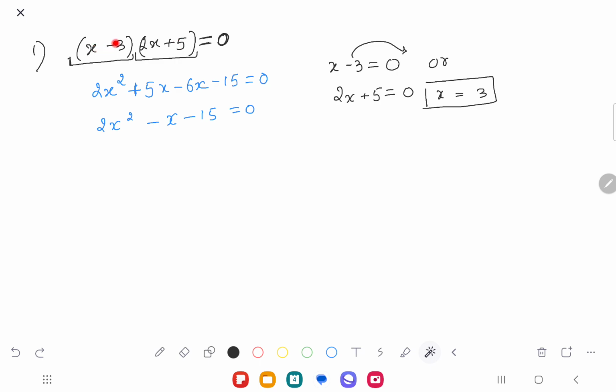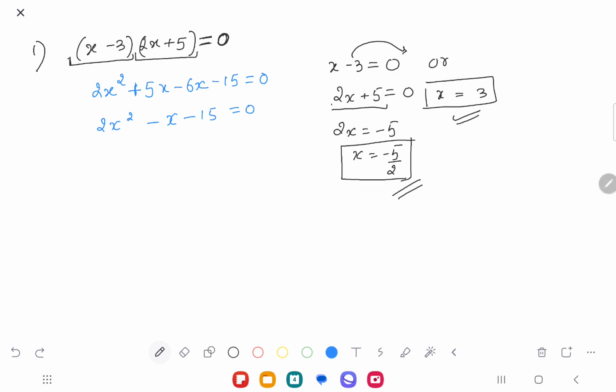So either x minus 3 is 0 or 2x plus 5 is 0. What does that mean? You tell me. So we can write that either 2x plus 5 is 0, so 2x shall be minus 5, so x shall be minus 5 over 2. So x shall be minus 5 over 2 and x shall be equal to 3. Understood or not? Just tell me.